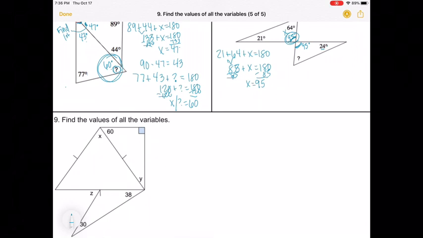So again, take a pause, find the question mark angle. Okay, you should have done 95 plus 24 plus, I'm going to call this one y, equals 180, so that's 119 equals 180. Subtract 119, y would equal 61 degrees. And that is what we need for our final answer.